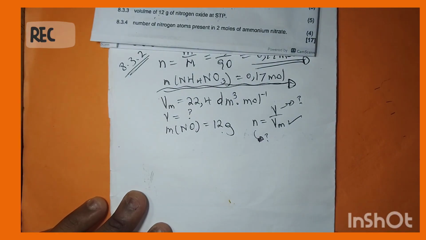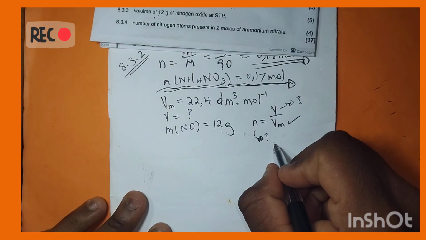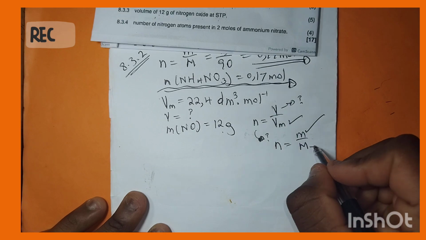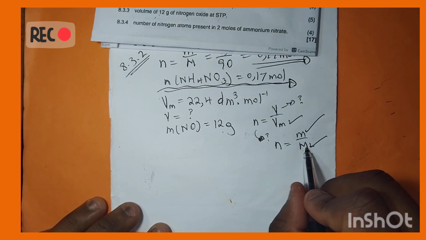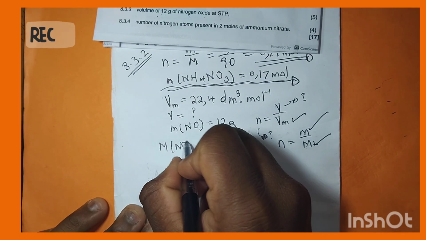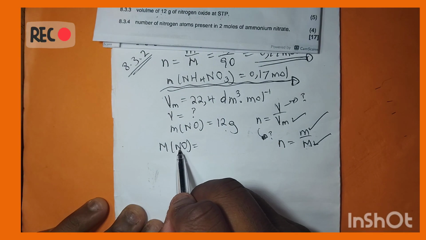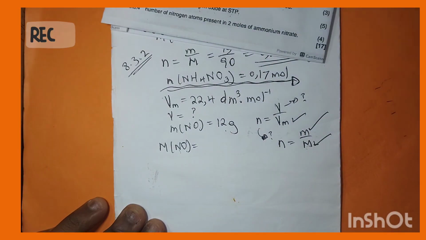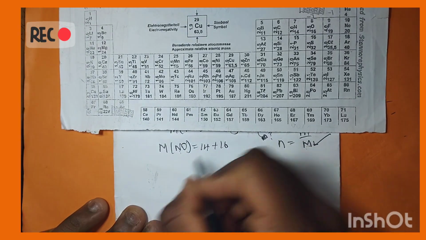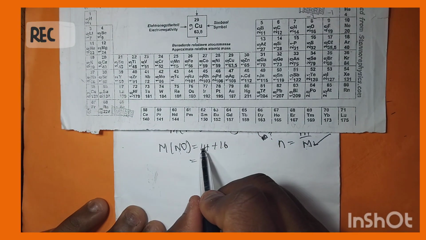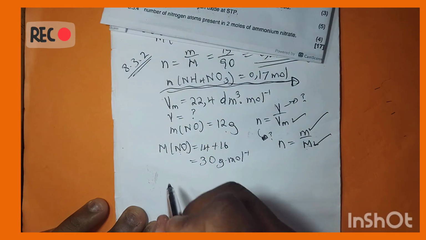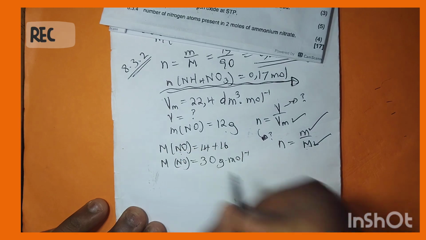In order to get those moles, you can apply this equation, whereby this one you are given, and this one you can get from a periodic table. So let's find this. The molar mass of nitrogen oxide according to our periodic table is 14 plus 16. On your calculator, that will give you 30 grams per mole, which is the molar mass.